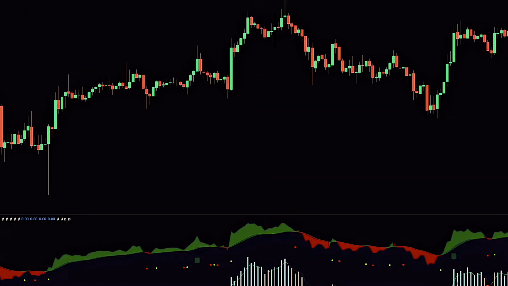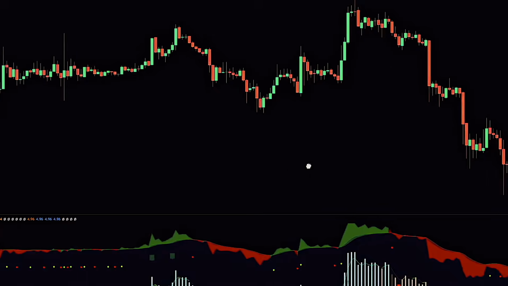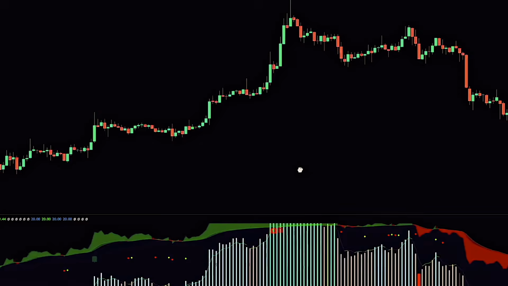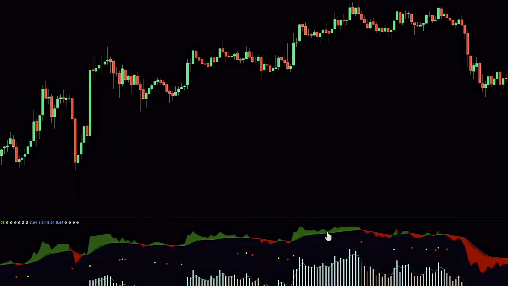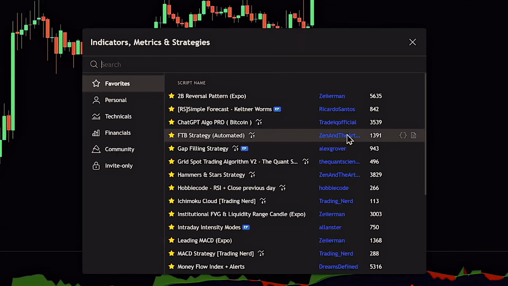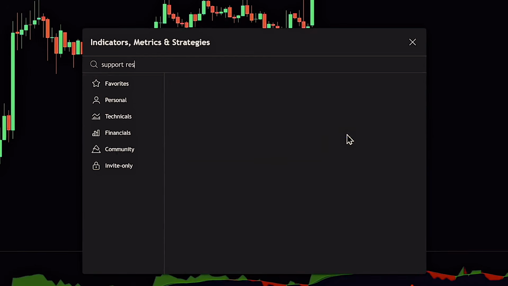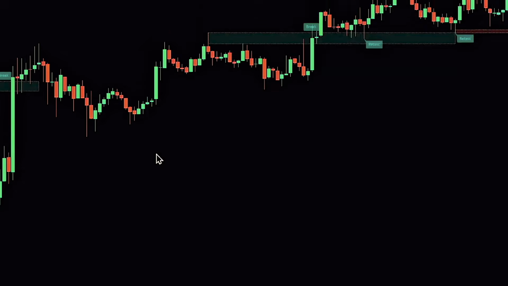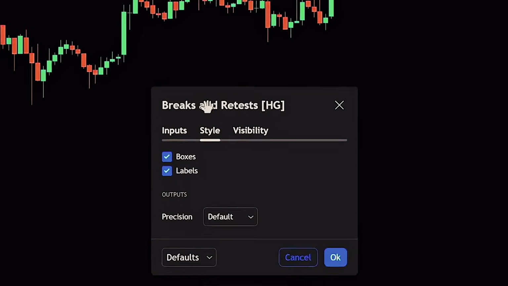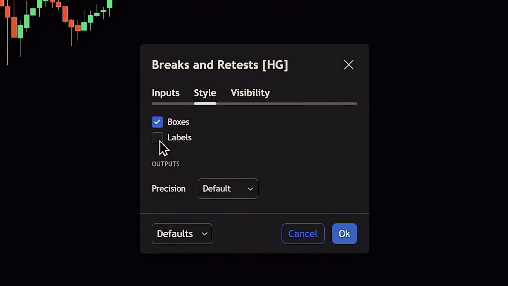Now you might be wondering, how do we actually use this in a real trade setup? Well, to do that, we'll need to add one more indicator to our chart. The second indicator you'll need is one called the support resistance with breaks and retests. It's made by an amazing author, which I really adore, and big shout out to them. Once you add it, double click to open the settings. Turn off the labels, we don't need them, and click OK.